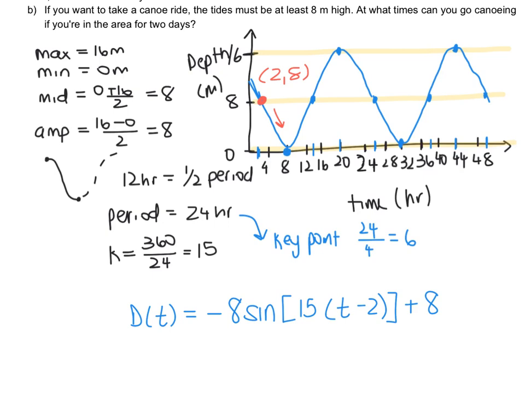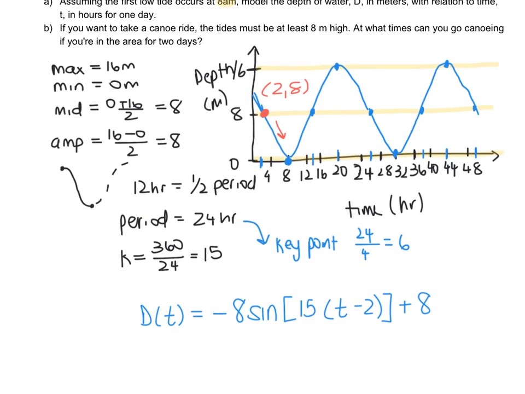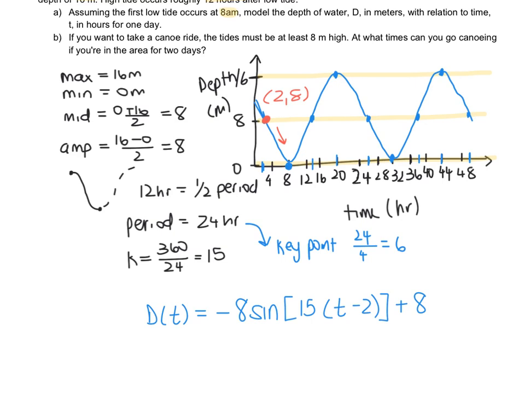Now that we have the nice sketch and we have an equation to model the scenario, we can go to part B. So in part B, it says, if you want to take a canoe ride, the tides must be at least 8 meters high. At what times can you go canoeing if you're in the area for 2 days? So that 8 meters, what's really nice about it is that that is our midline, and we have the exact times for our midlines. We have 2, we have 14, we have 26, we have 38, and 50.